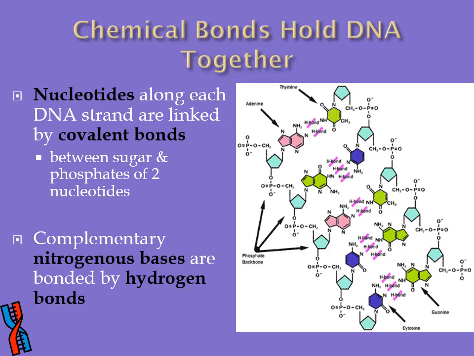The rungs of the ladder are going to be made up of nitrogen base pairs that are complementary. That means they're going to link up in a certain way. And they're going to be bonded by hydrogen bonds, which are some of the same bonds that help to hold water molecules together and allow them to stick together.